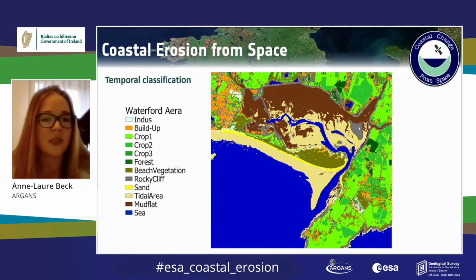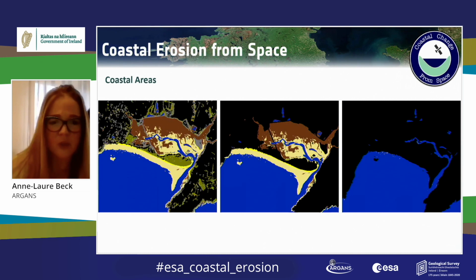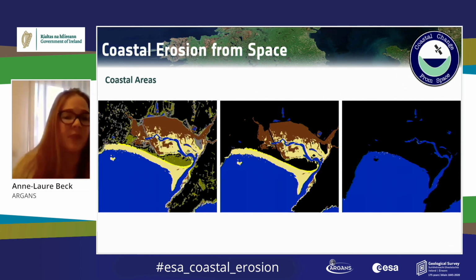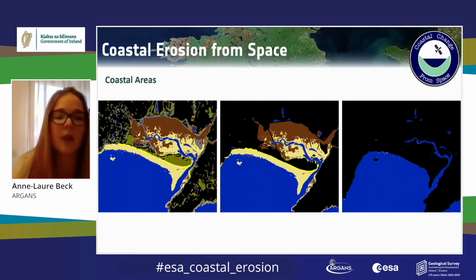So thanks to this temporal classification, we can then build some masks. So here we have the different areas. On the first one, we have the littoral and the intermediate, then just the littoral area, and finally just the sea. Those masks and the boundary line associated will help the position of the shoreline.